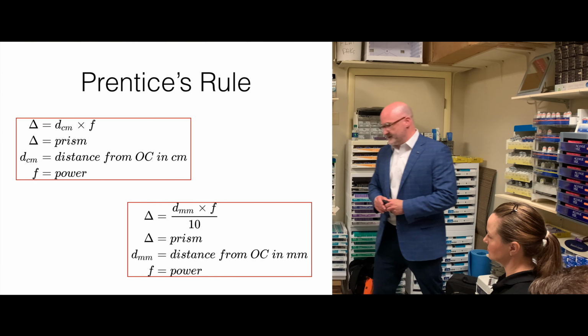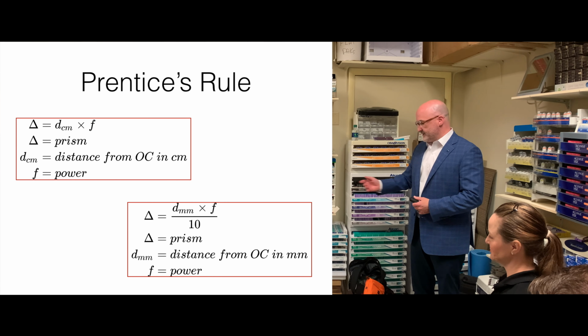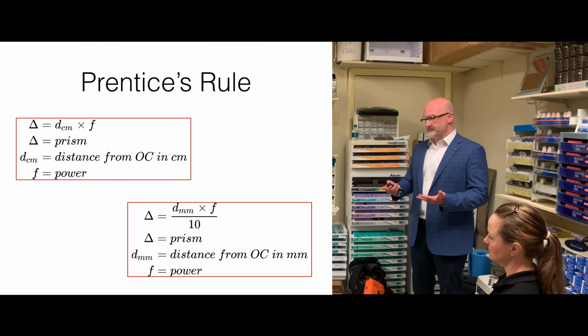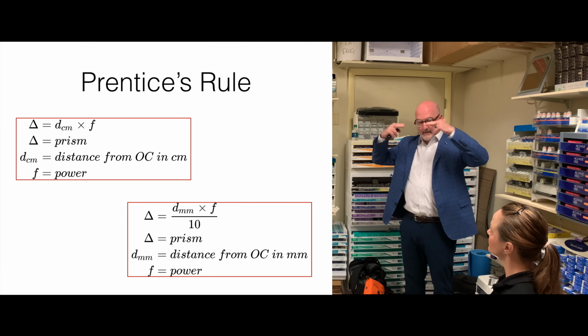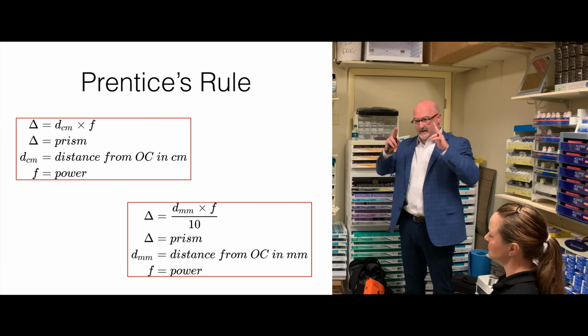So this is Prentice's rule. It can be written in two different ways, right? So Prentice's rule is the amount of deviation in centimeters times the power in the meridian for which you're looking for. So let's say, for example, you're looking for horizontal prism. You're going to find the power in the horizontal meridian. If you're looking for vertical prism, you're going to find the prism or the power in the vertical meridian.